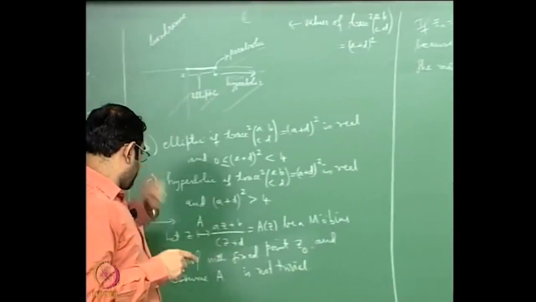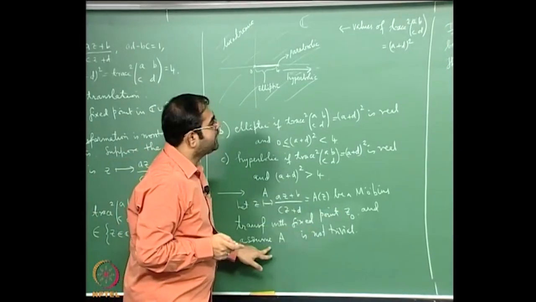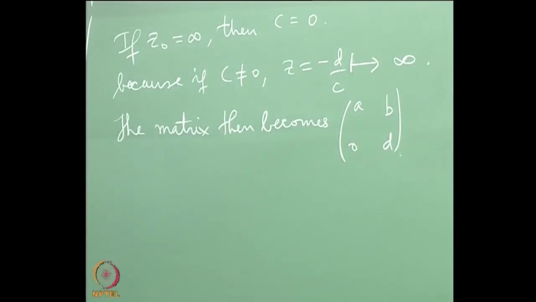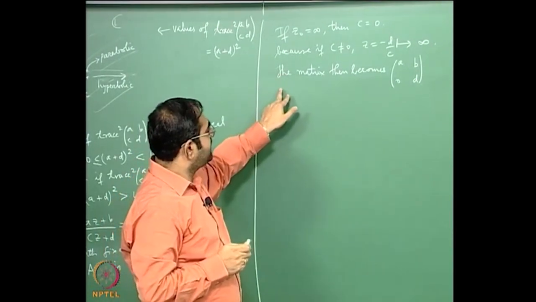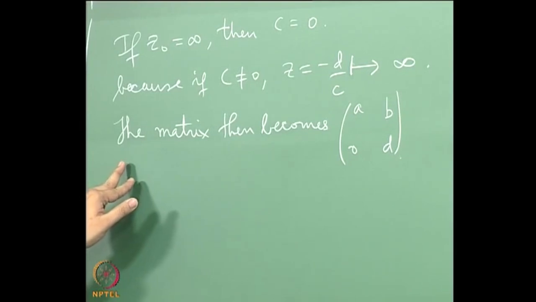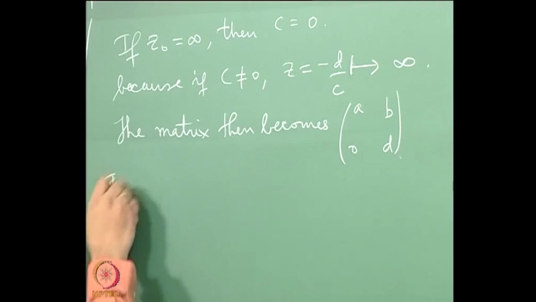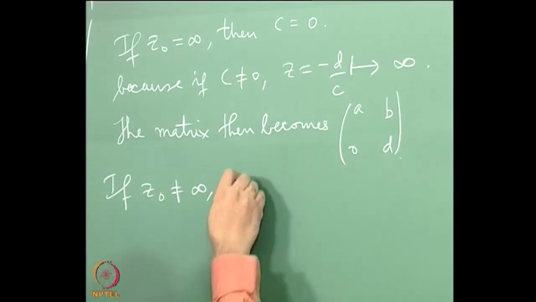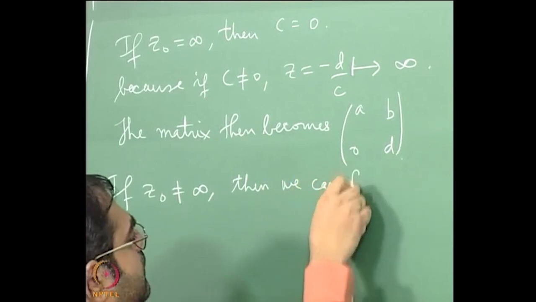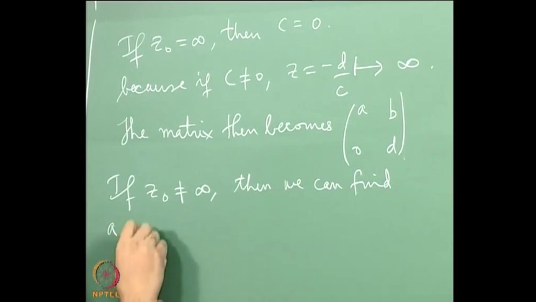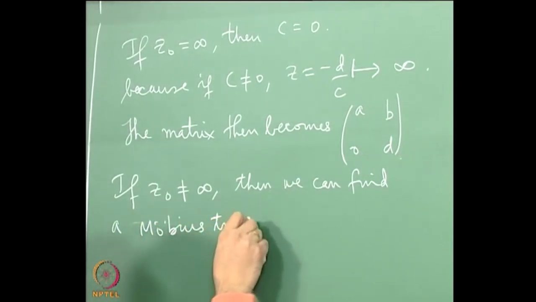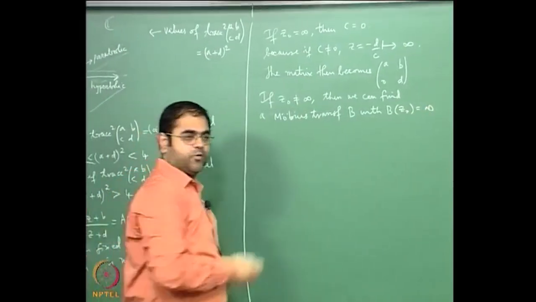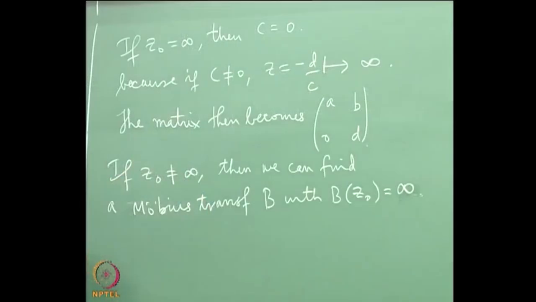So fine, now suppose z naught is infinity, then it is already in that form. But suppose z naught is not the point at infinity. So I'll make that remark later. If z naught is not the point at infinity, then we can find a Moebius transformation B with B of z naught equal to infinity. You can do this. You can move z naught to infinity.